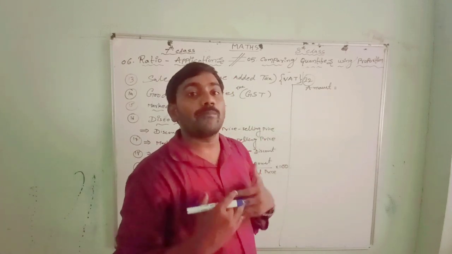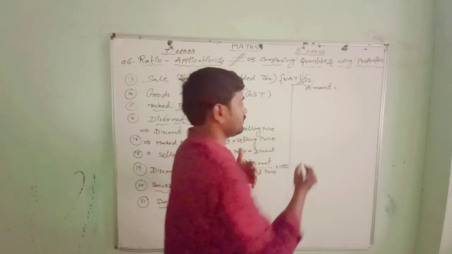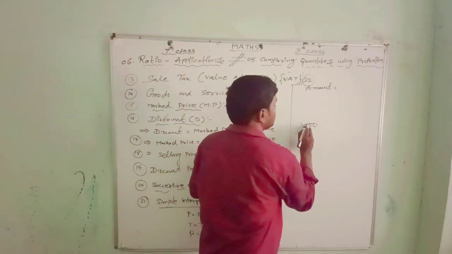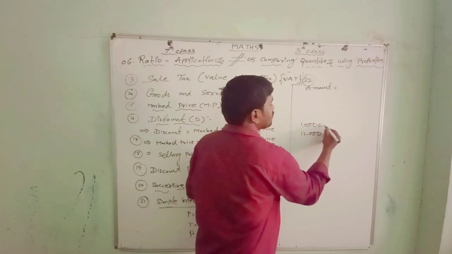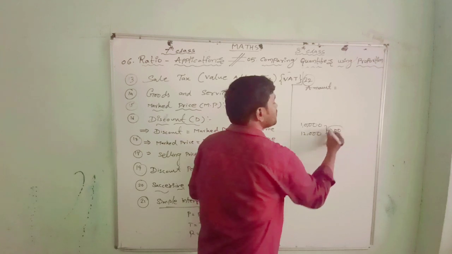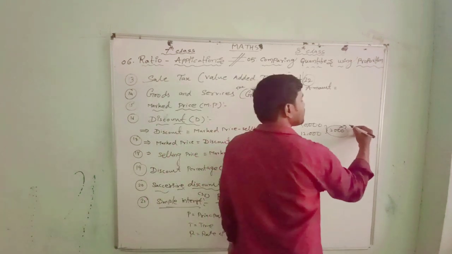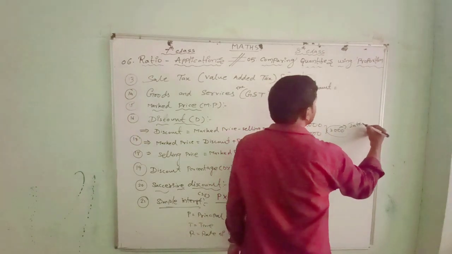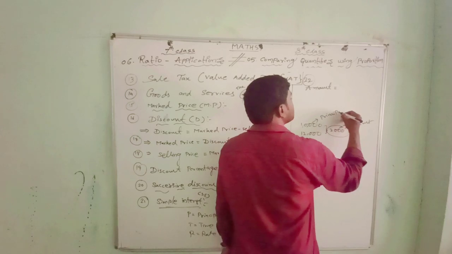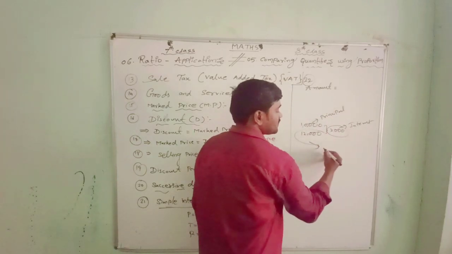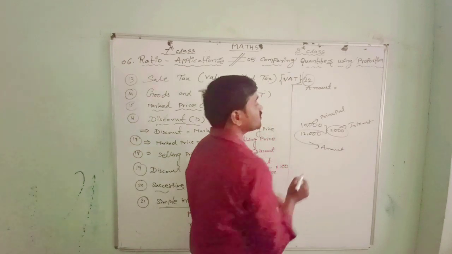After 1 year, I paid 12,000 rupees. I took 10,000 rupees and I paid 12,000 rupees. The extra 2,000 rupees I paid here. This extra 2,000 rupees is known as interest. This 10,000 rupees is known as principal. This 12,000 rupees is known as amount. Amount in the sense what?